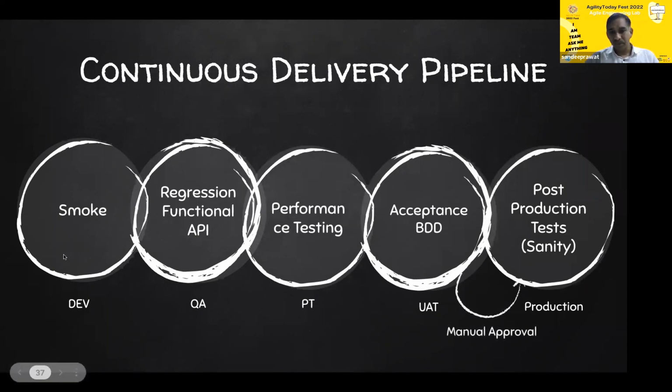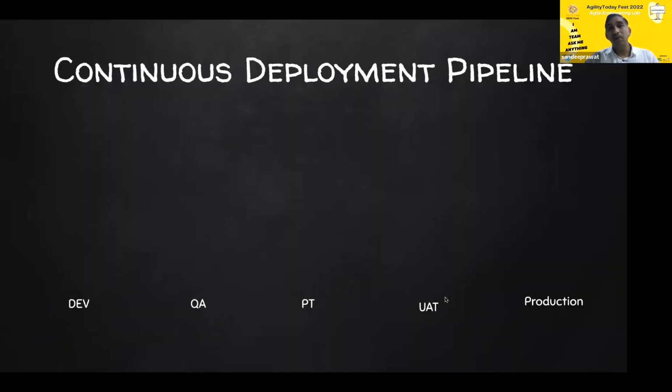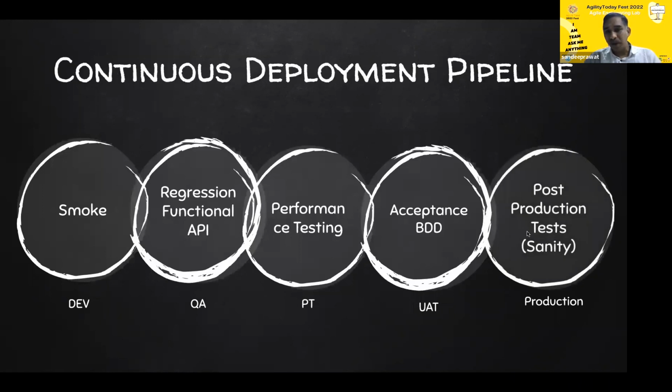Whereas, when you talk about continuous delivery, there would be a manual approval from the business who will approve whether it will go into production or not. Whereas when we talk about continuous, sorry, this image is wrong. When you do continuous deployment, here you will not have any manual validation.